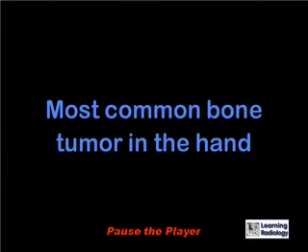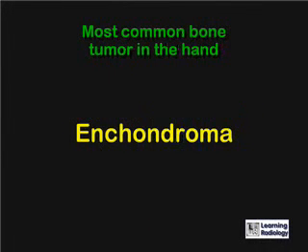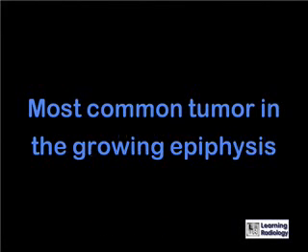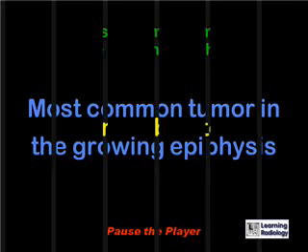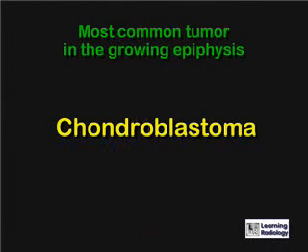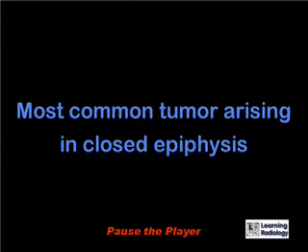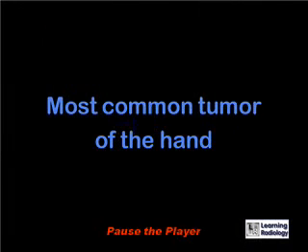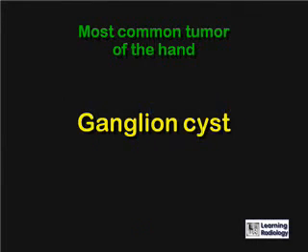What is the most common bone tumor in the hand? An enchondroma. What is the most common tumor that originates in a growing epiphysis? A chondroblastoma. What is the most common tumor arising in a closed epiphysis, an adult? A giant cell tumor. What is the most common tumor of the hand? A ganglion cyst.